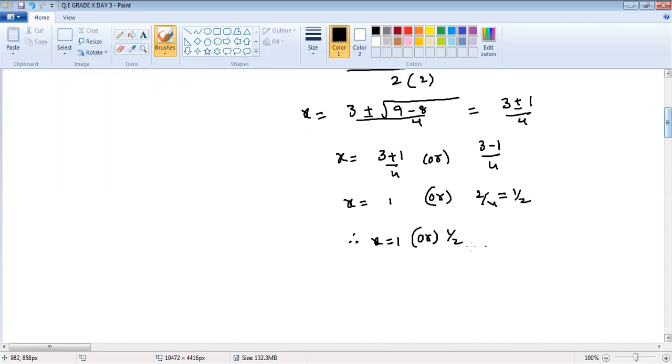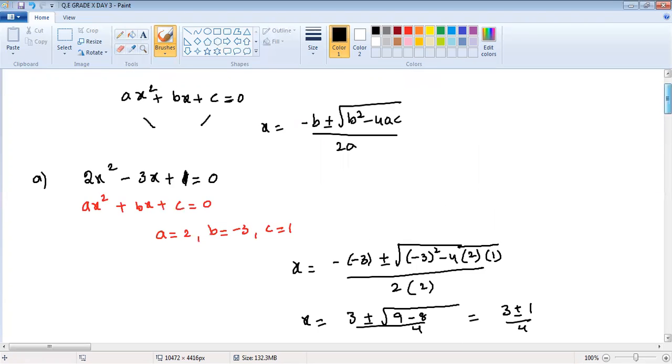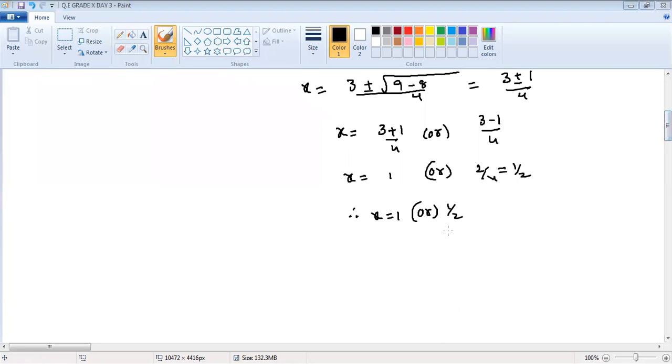Have you understood? So this is the quadratic formula method. Using this method, we can solve any type of equation if the roots exist. Now I'm going back to the content.